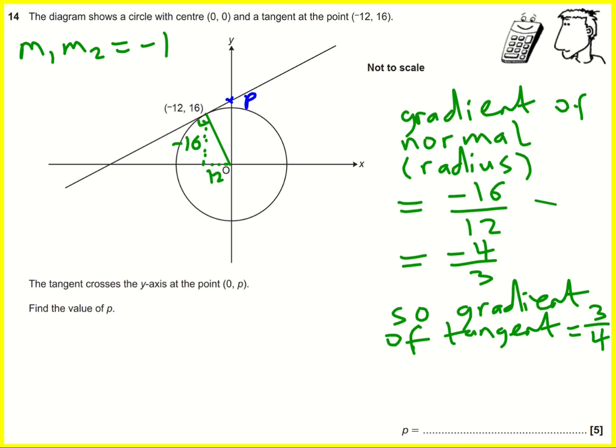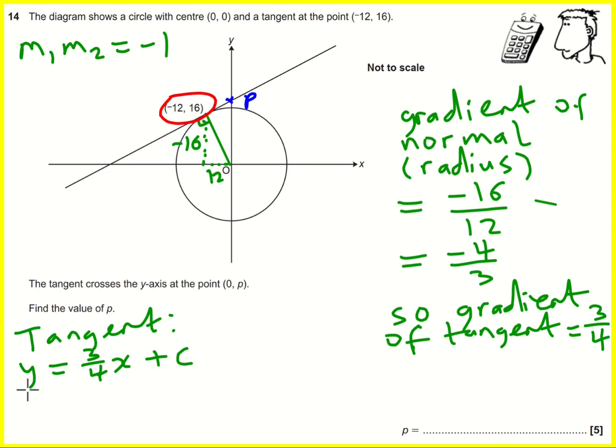So where does that leave me? That leaves me with the tangent. Remember, y equals mx plus c for a straight line. So y is equal to 3/4 x. It's the gradient times x plus c. Okay, I'm getting there. I can now use this point here. I can substitute that in because it lies on the tangent. So I can write down the value of y. I can substitute 16 in.